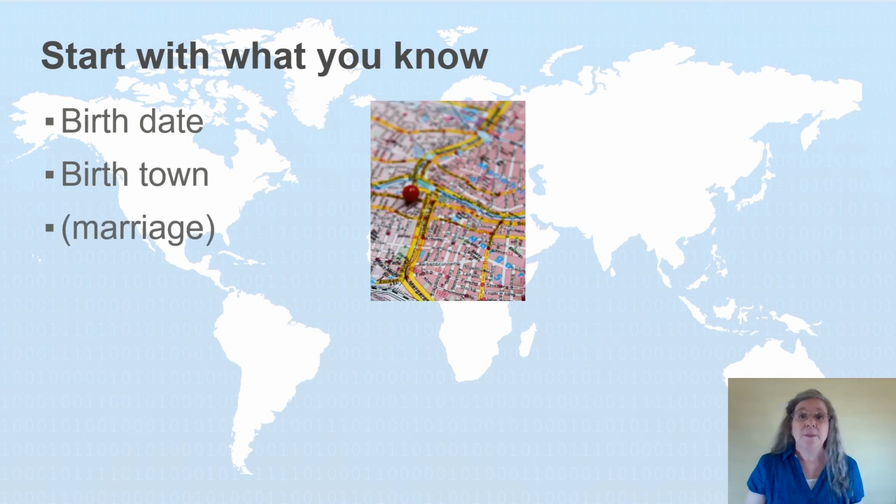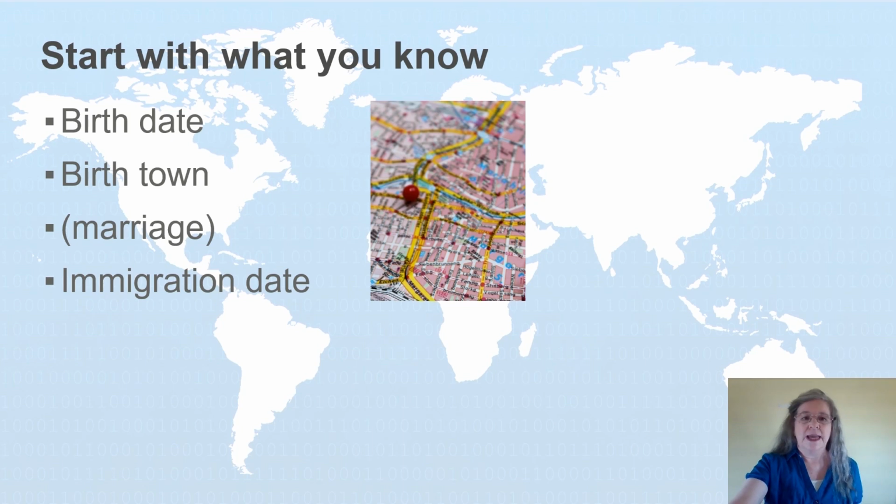If your ancestor happened to have married before immigrating, then any marriage information would be very helpful. And an immigration date to the arrival country. That way, if you find records for someone with the same name that occurred after that immigration date, you're probably looking at a different person with that same name.